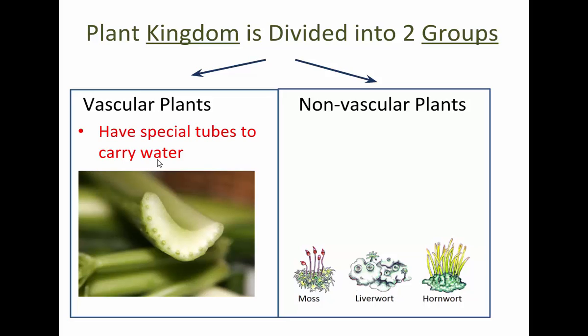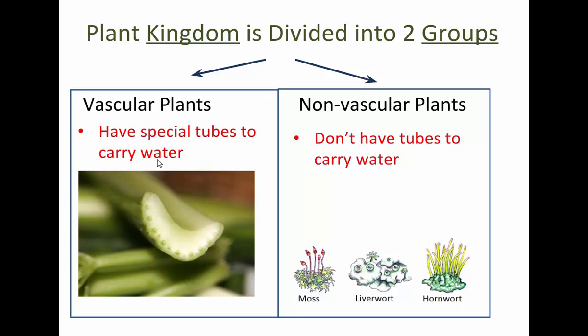If you look, what is this? You know what this is a picture of? Celery? Yeah, a piece of celery. And in celery, you see those circular areas when you cut it in half. Those circular areas are tubes which carry water around the plant. The other plants are the non-vascular plants. They don't have these tubes. They can't really move water from one place to another very well.